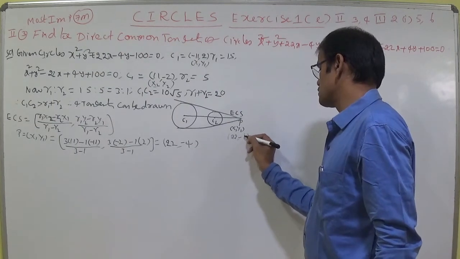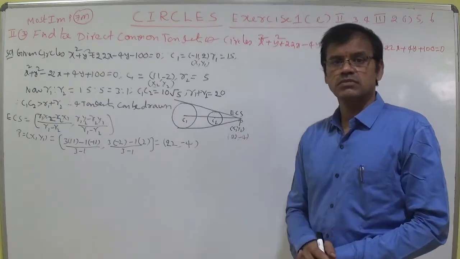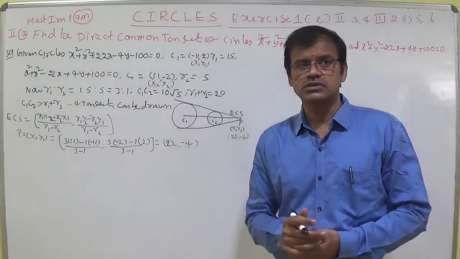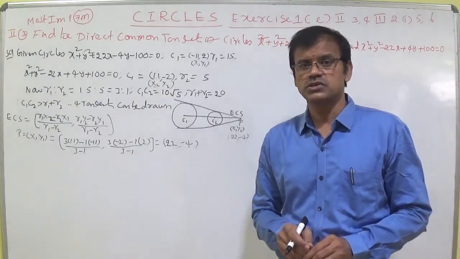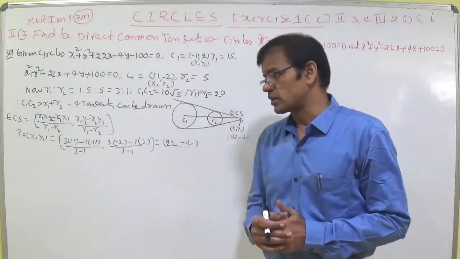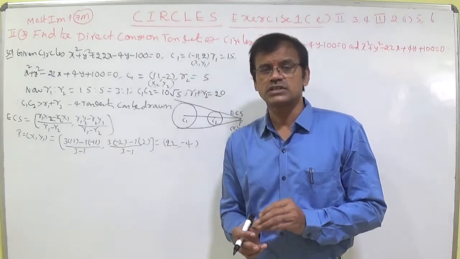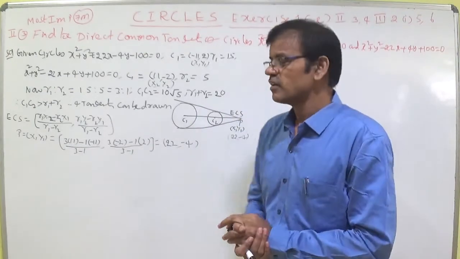Using the external center of similitude 22 comma minus 4, for the pair of tangents, we can use the formula S1 square equal to S into S11. Later by factorization we will get the two tangents. It is a very lengthy method.